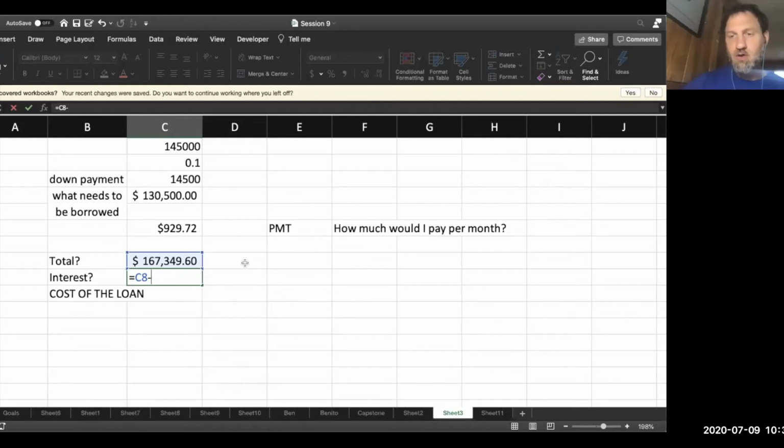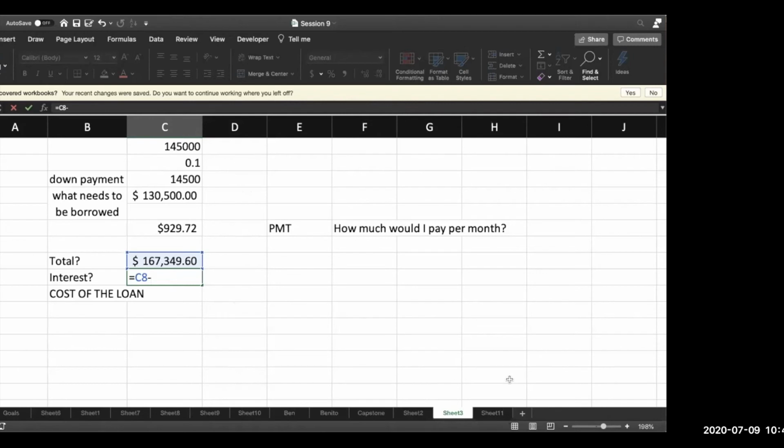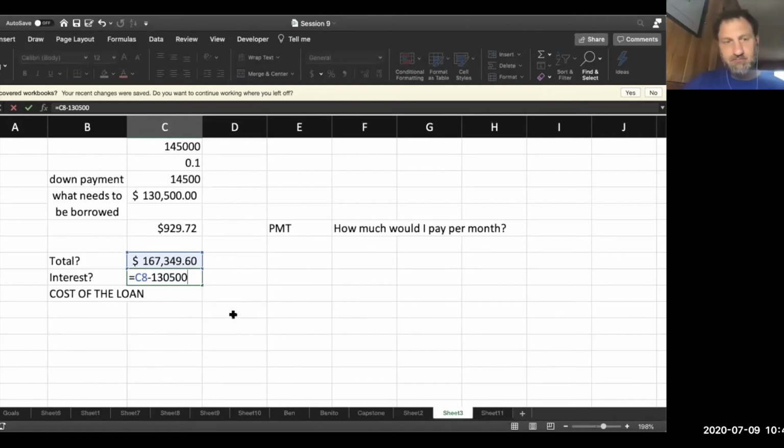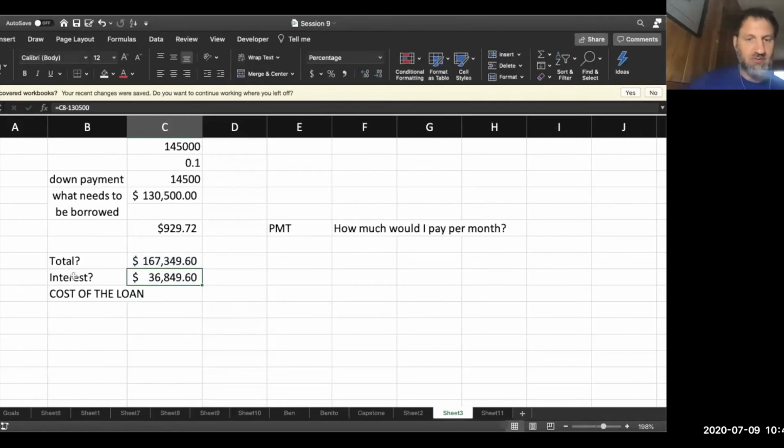We didn't borrow that much. That was the cost of the house. But then we made a down payment. So we didn't need to borrow $145,000. Could have been 130. The 130. Yeah. 130,500. Good. And so that gives me the interest. So this is what I'm calling the cost of the loan.